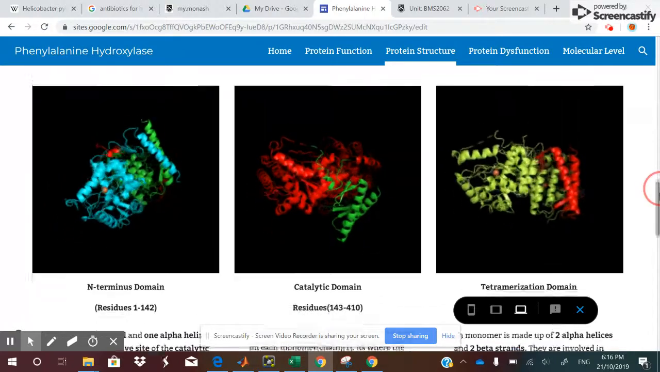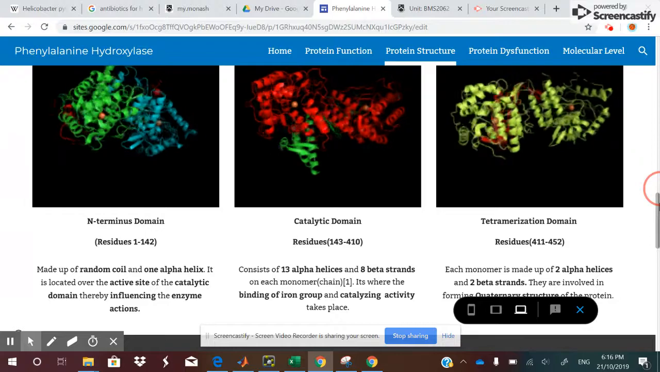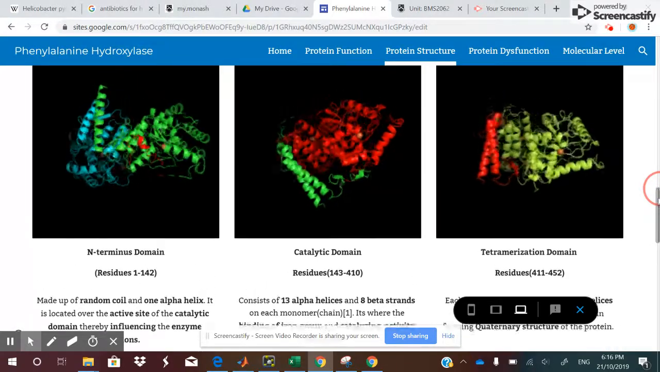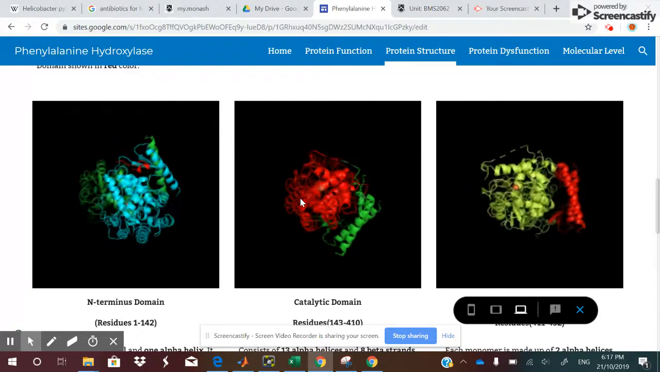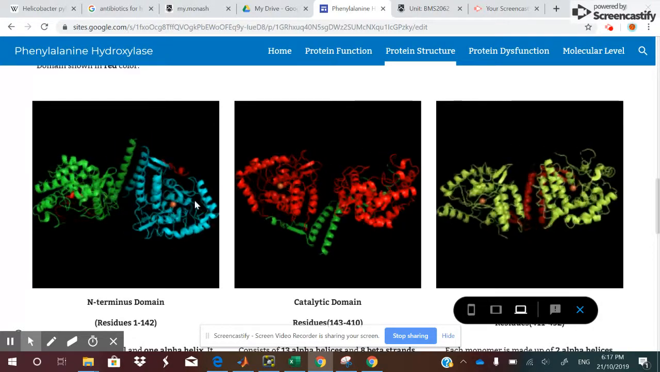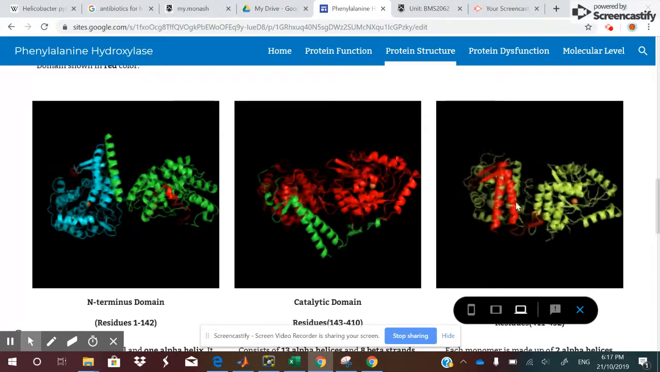What they do is they influence the actions of the catalytic domain. They are the allosteric regulator of the enzyme.